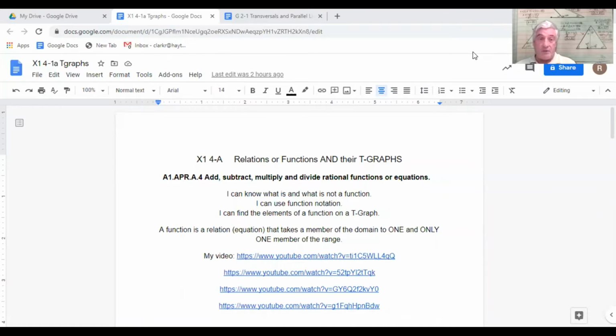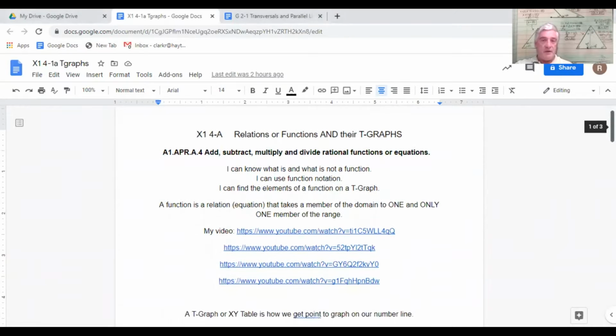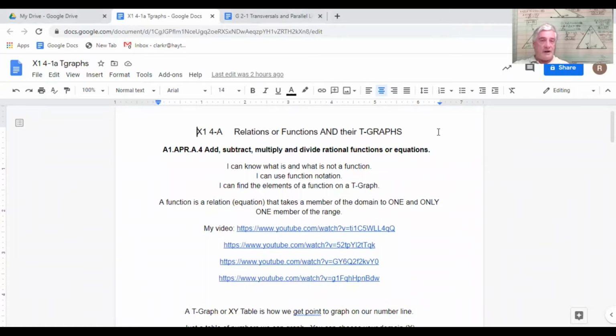The other thing we talked about was the exponent of the y always has to be 1. And we talked about how they give you the set, and you can only have one domain go into the same range each time. The x is the domain, the y is the range. We talked about that. We didn't talk about how to get points to graph them. We call these t-graphs.